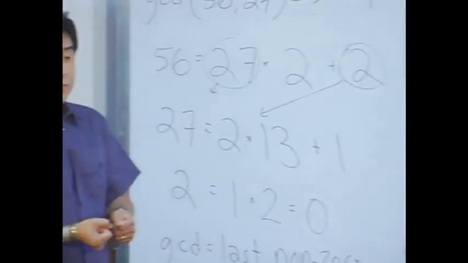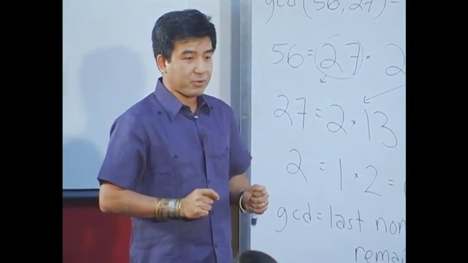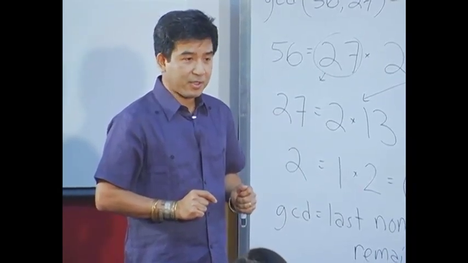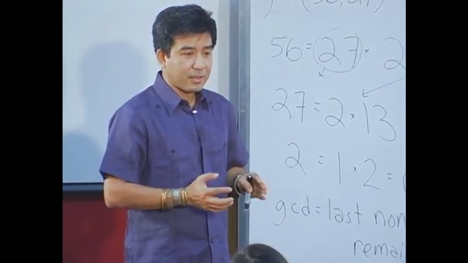So if you have really big numbers, there's no need to get the factors because that is very difficult. But we can perform division. We can do that by hand. And the process stops in a few steps.